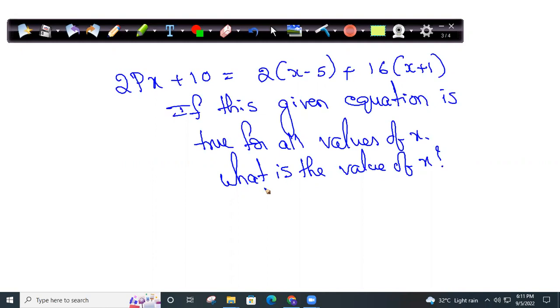You can type whatever the answer is in the chat box. Just remember what I said just now and try to implement that. You'll be able to get the answer. You'll be able to solve. If the given equation is true for all values of x, what is the value of p?